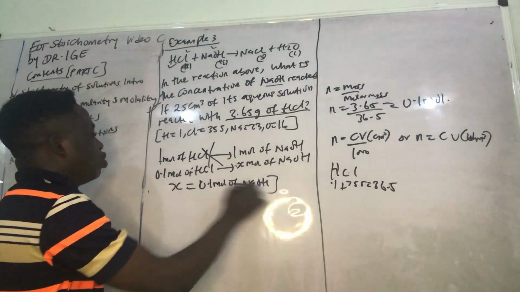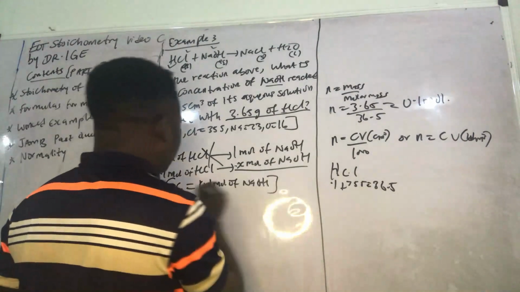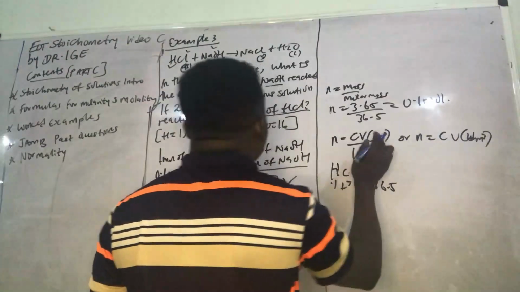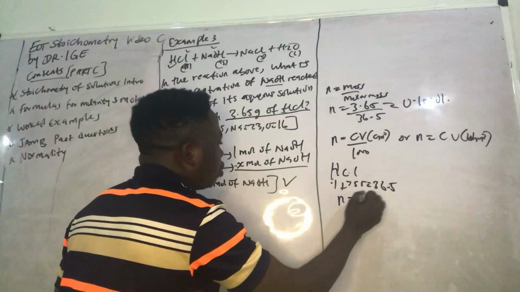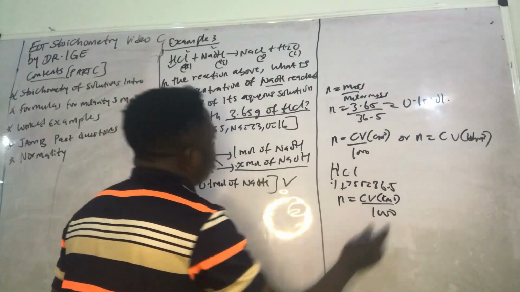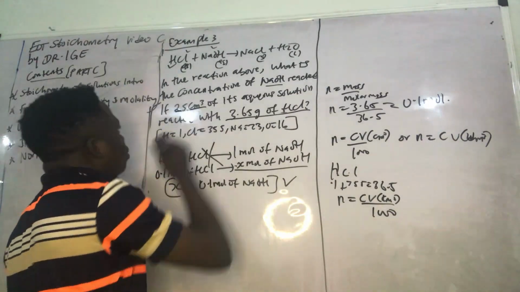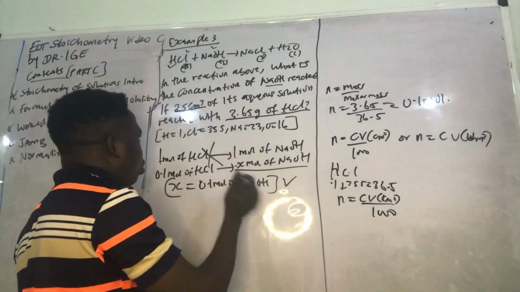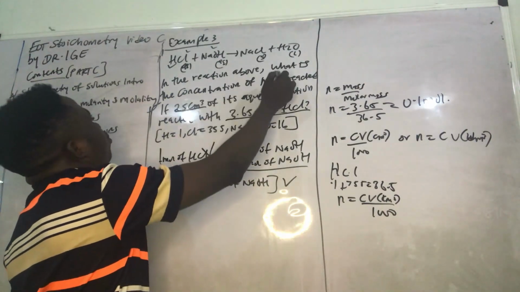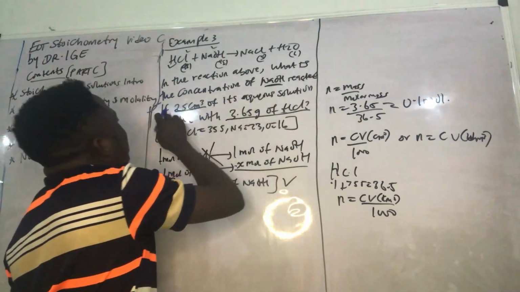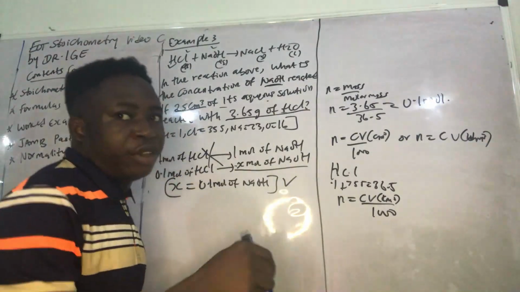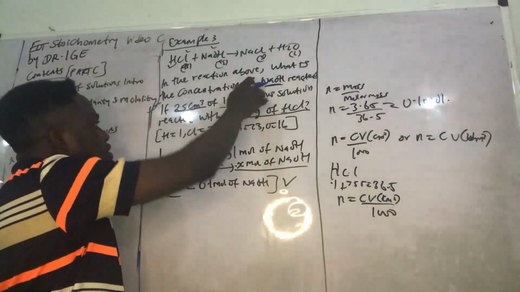So it means the number of moles of sodium hydroxide that was still produced is still 1 mole. Now remember, number of moles equals CV in cm³ over 1000. They give us the volume in the question of NaOH, because they say, what is the relation of sodium hydroxide reacted if 25 cm³ of its aqueous solution, sodium hydroxide's aqueous solution.